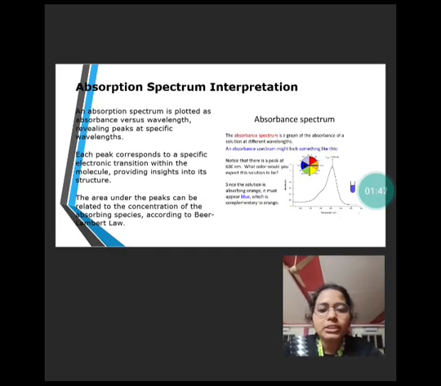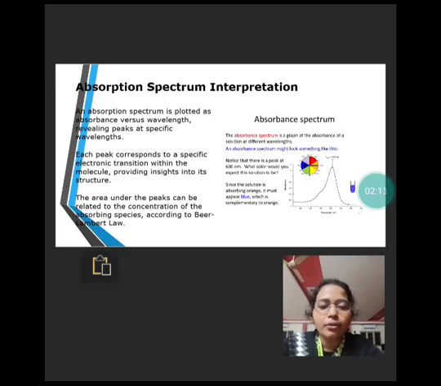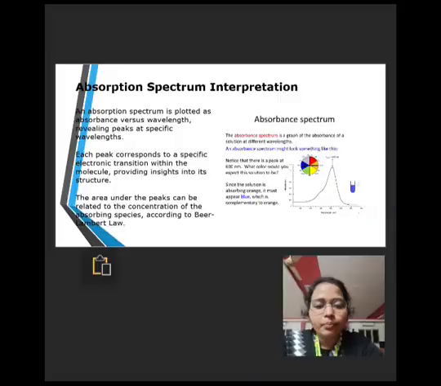Absorption spectrum interpretation. An absorption spectrum is plotted as absorbance versus wavelength, revealing peaks at specific wavelengths. Each peak corresponds to a specific electronic transition within the molecule, providing insights into structure. The area under the peaks can be related to the concentration of absorbing species according to Beer-Lambert's law.